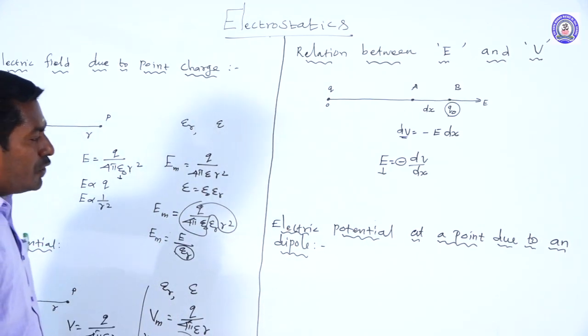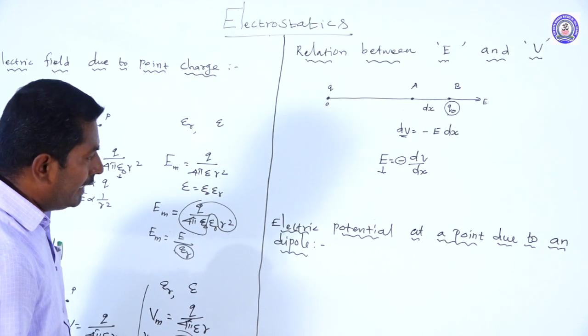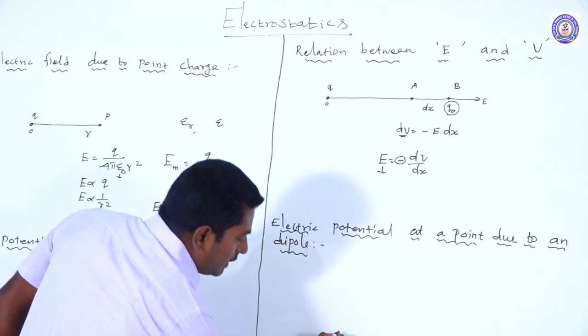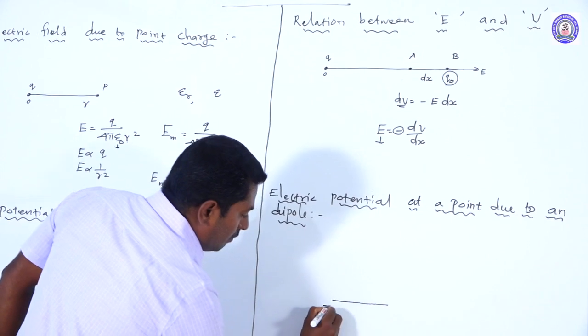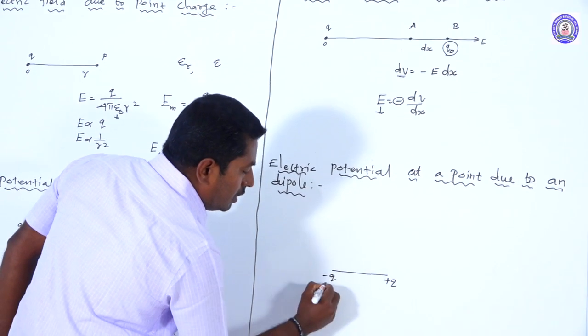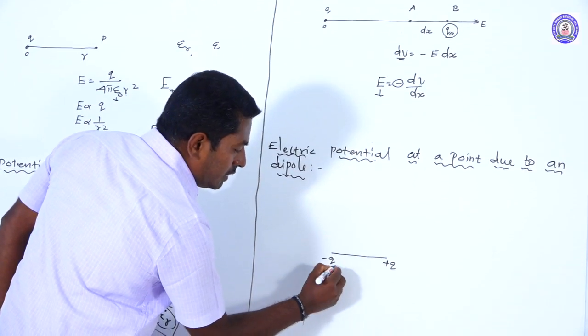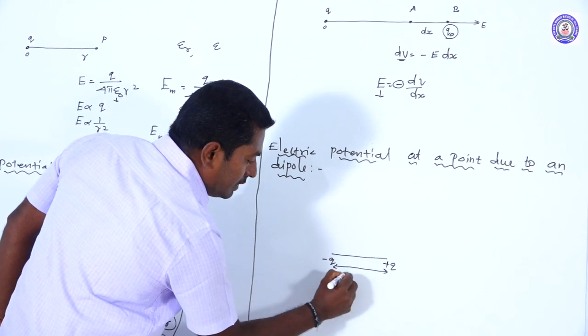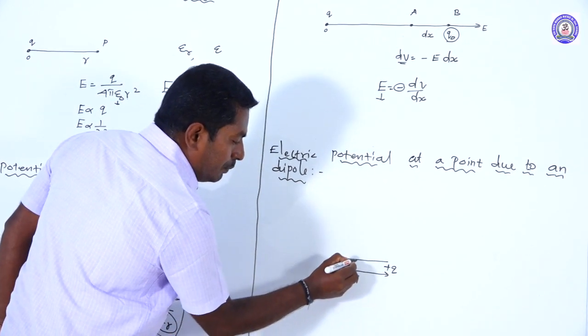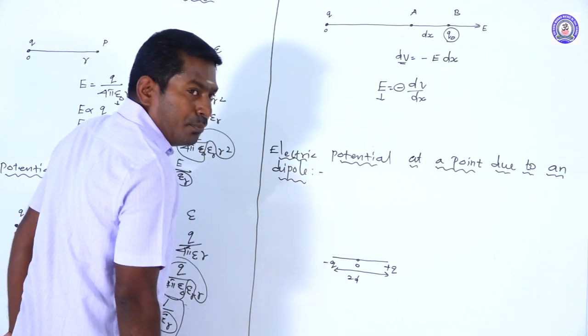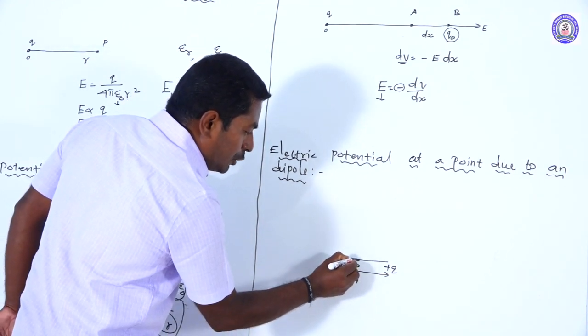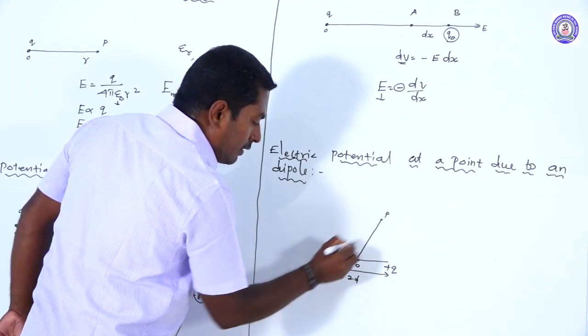Then, electric potential at a point due to an electric dipole. Let us consider one dipole, minus q charge and plus q charge, of equal magnitude and dissimilar charges, separated by a 2d distance. It will constitute an electric dipole. The midpoint of the electric dipole is O. Let me assume one point P.